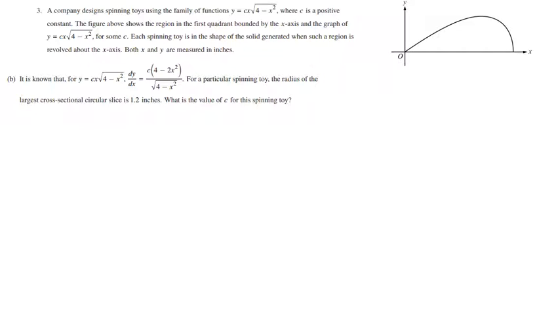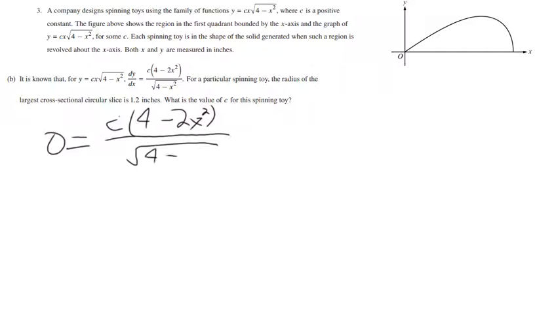Well, how can we do that? We can set the first derivative equal to 0 to find the critical values. So let's go ahead and do that. I need 0 to equal our first derivative right here. So 0 equals c times 4 minus 2x squared over the square root of 4 minus x squared.